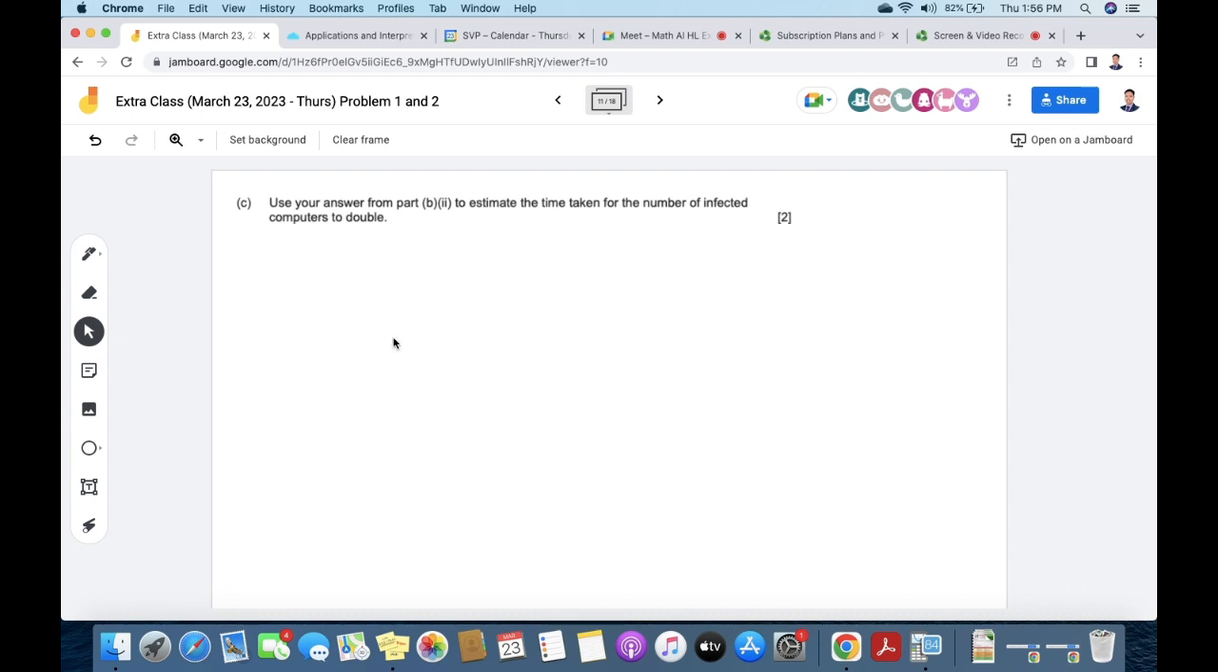So use your answer from part B to estimate the time taken for the number of infected computers to double. I won't teach you on this, but rather I'd like you to work on this one first. So recall that this is the equation we were able to come up with a while ago. Q of t is equal to 1.15 times 1.34^t. So what you're going to do here is to estimate the value of t at which the number of infected computers will double.